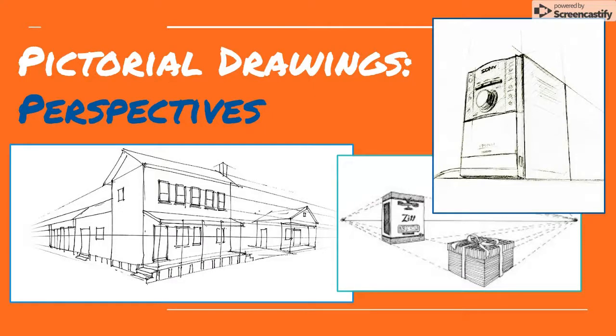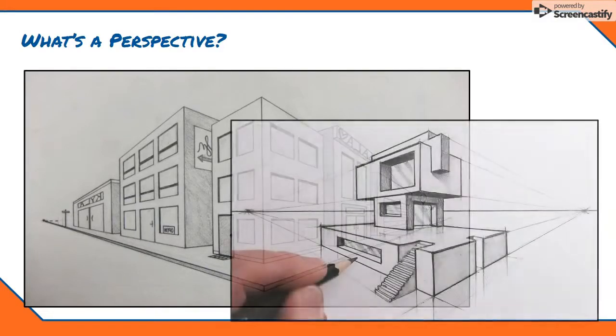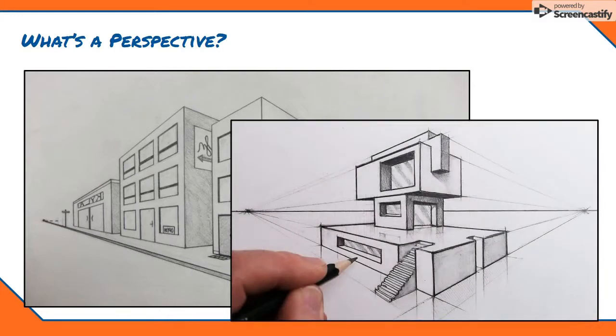In this lesson, we're going to take a look at a type of technical drawing called a perspective. The word perspective means point of view, or the way you look at something. A perspective drawing offers the most realistic three-dimensional view of all the pictorial methods, because it portrays the object in a manner that is most similar to how the human eye perceives the visual world.